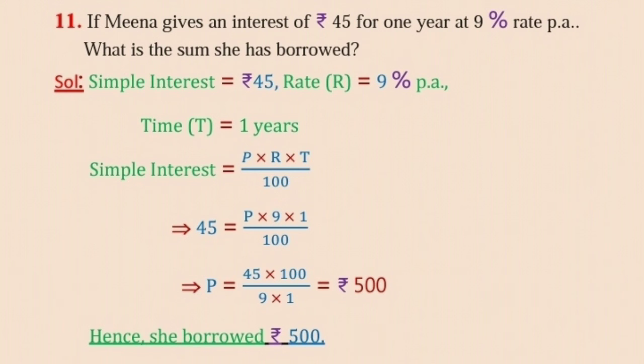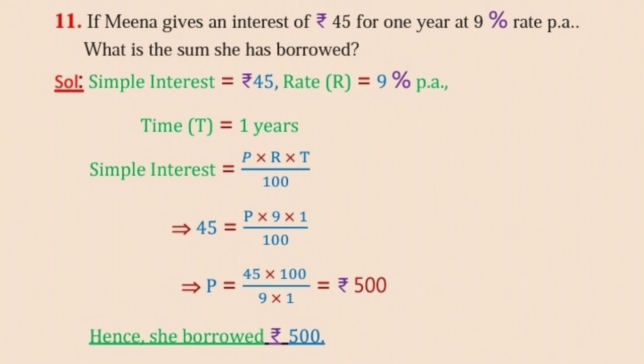Sum number 11, that is the last sum of this exercise. If Meena pays an interest of rupees 45 for 1 year at 9% rate per annum, what is the sum she has borrowed? Solution. Simple interest is equal to 45 rupees, rate R is equal to 9% per annum, time T is equal to 1 year.